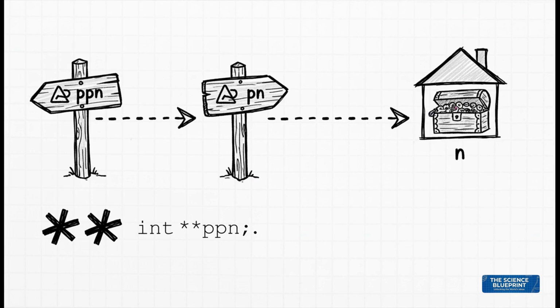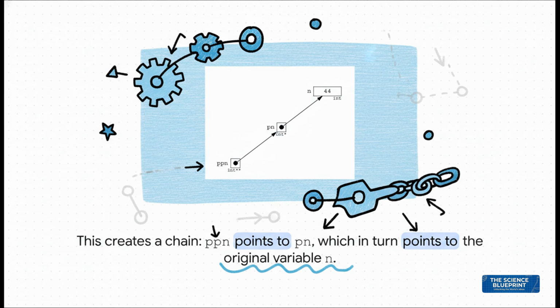You can have a pointer that stores the memory address of another pointer. We call this a pointer to a pointer, and we declare it with a double asterisk. It's kind of like a treasure map that doesn't lead to the treasure, it leads you to another map, which then finally leads you to the treasure. This creates what we call a chain of indirection.